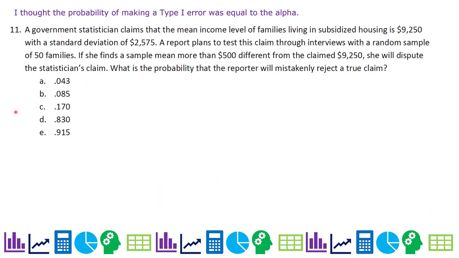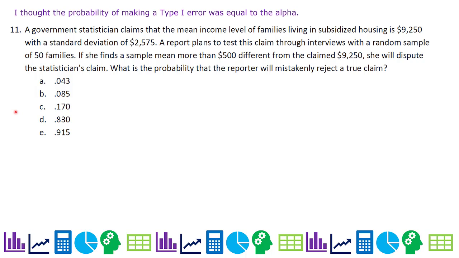Number 11, a government statistician claims that the mean income level of families living in subsidized housing is $9,250 with a standard deviation of 2575. A reporter plans to test this claim through interviews with a random sample of 50 families. If she finds a sample mean more than $500 different from the claim, 9250, she will dispute the statistician's claim. What is the probability that the reporter will mistakenly reject a true claim?